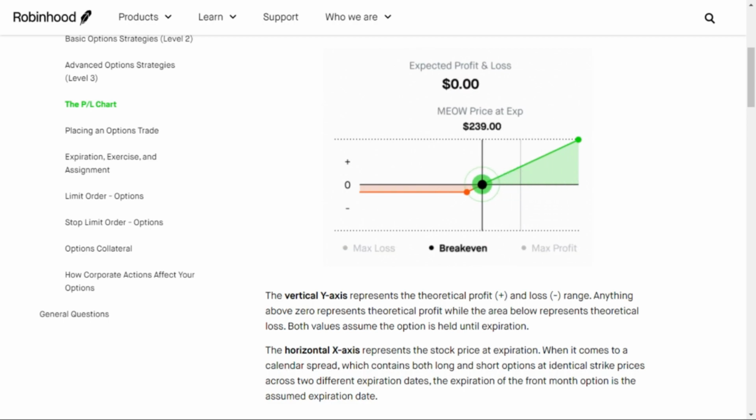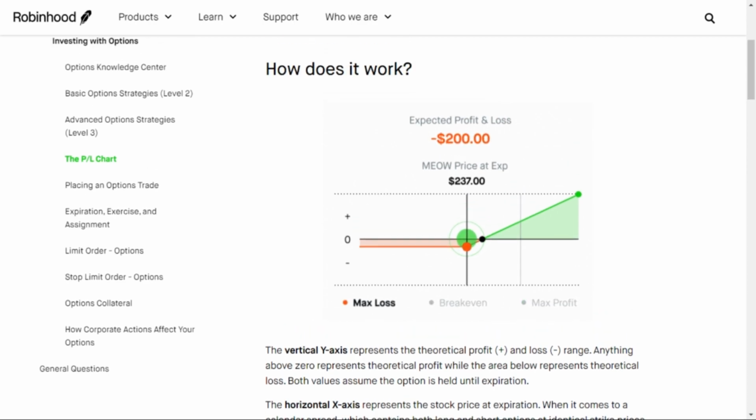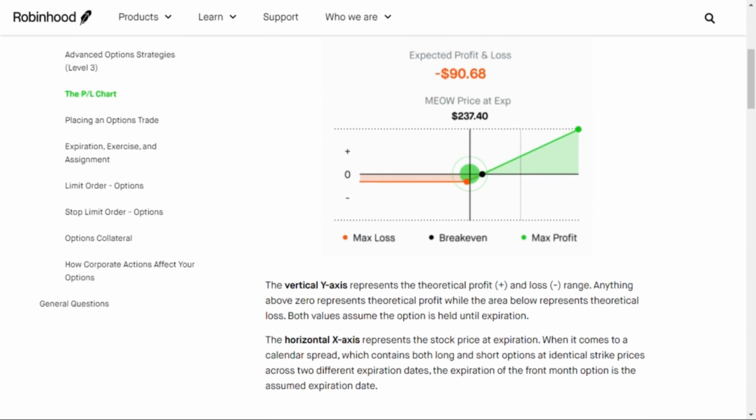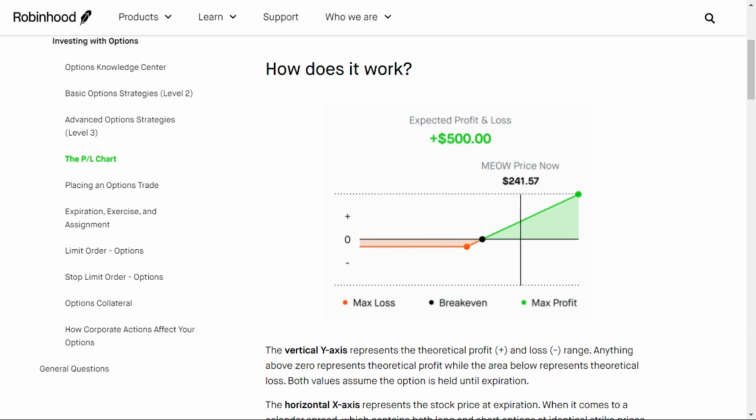The horizontal x-axis represents the stock price at expiration. When it comes to a calendar spread, I'm not going to get into that. I only have level 2 access on Robinhood. I don't have level 3. I haven't made enough options trades on Robinhood. So I'm not going to get into the iron condor and certain option strategies. We're going to keep this basic just so you can have a look at how this profit and loss graph they built into it looks.